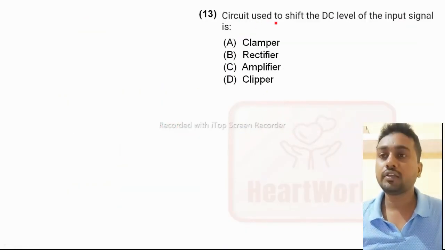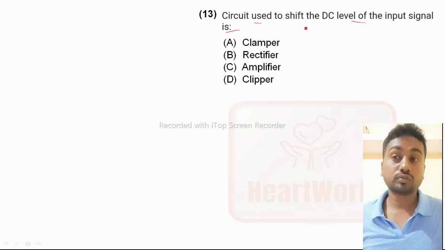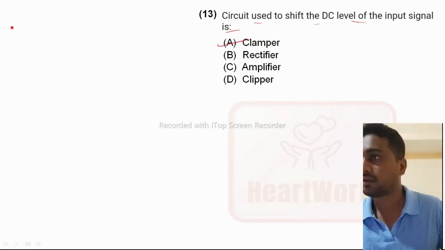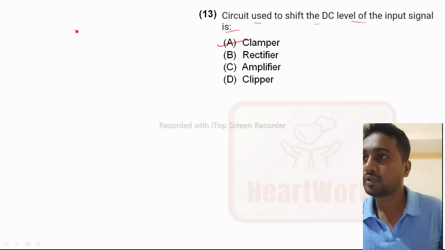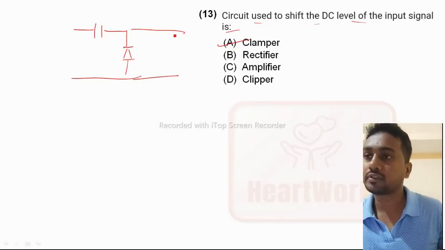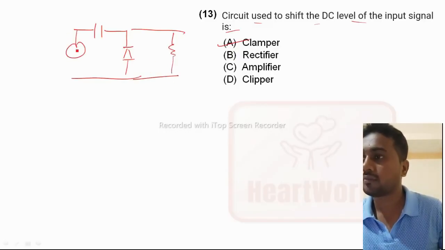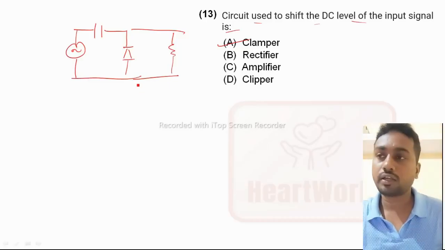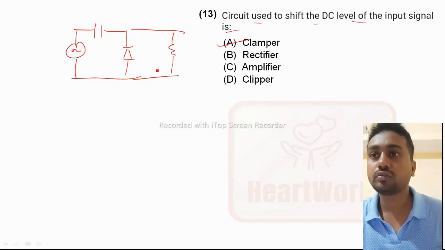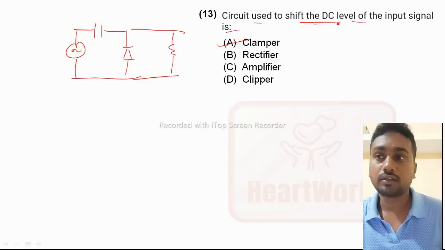Next, circuit used to shift DC level of the input signal is... So the circuit used to shift the DC level of input signal is clamper. Clamper consists of one capacitor, diode and resistor. This is the clamper circuit. It is used to shift the DC level, and two types of clamper circuit are there, positive clamper and negative clamper.